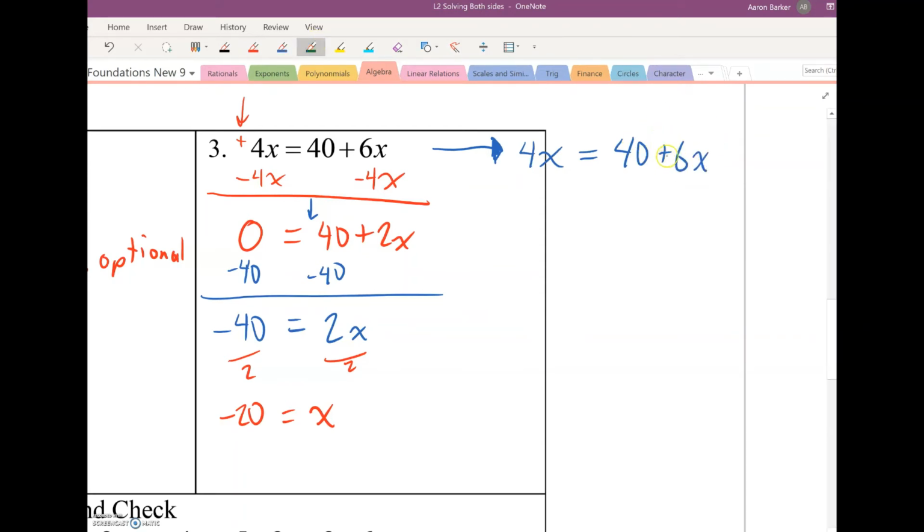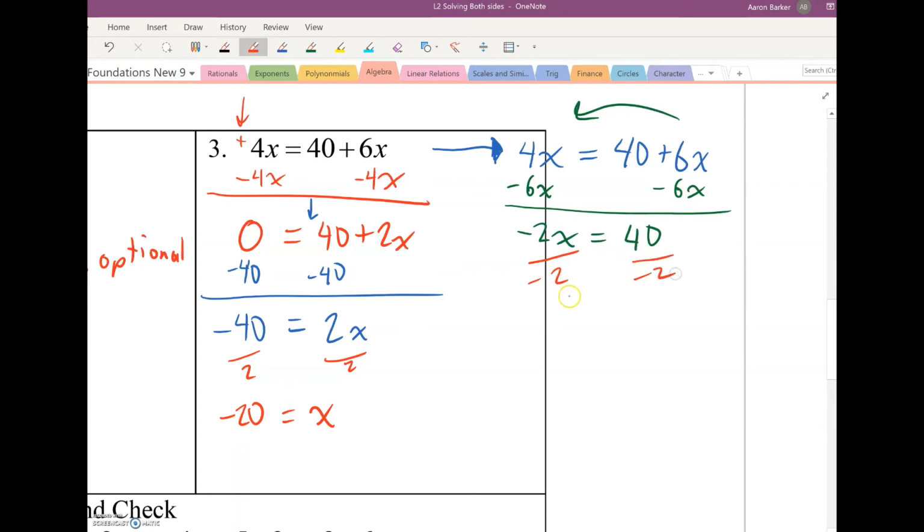You could decide to move this over to the other side. So I minus 6x from both sides. Now don't freak out. This is a negative 2x. There's nothing wrong with that. It's not different yet. We're not at our final answer yet. Now the cool part is that's a positive 40. So I have negative 2 times x, so I'm going to divide by negative 2, both sides, and I get positive x equals negative 20.